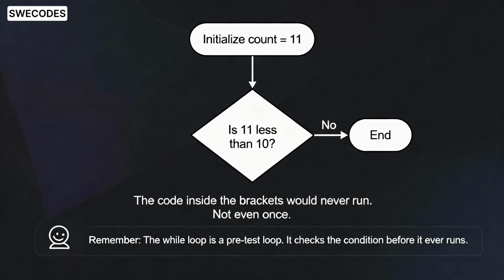What if we had set count equals 11 from the start? The loop would check: is 11 less than 10? No. The code inside the brackets would never run. Not even once. Remember, the while loop is a pretest loop. It checks the condition before it ever runs.